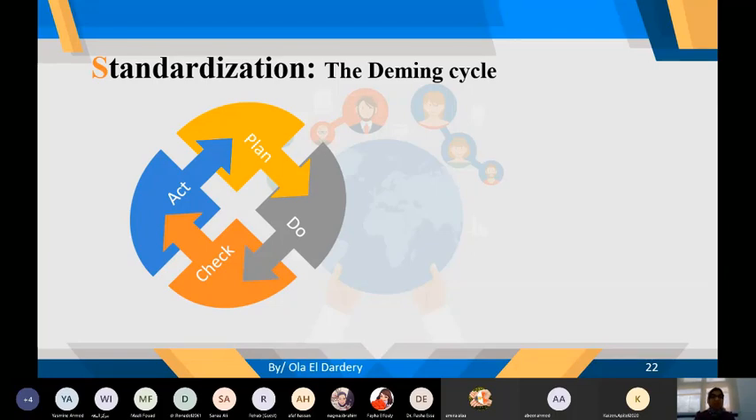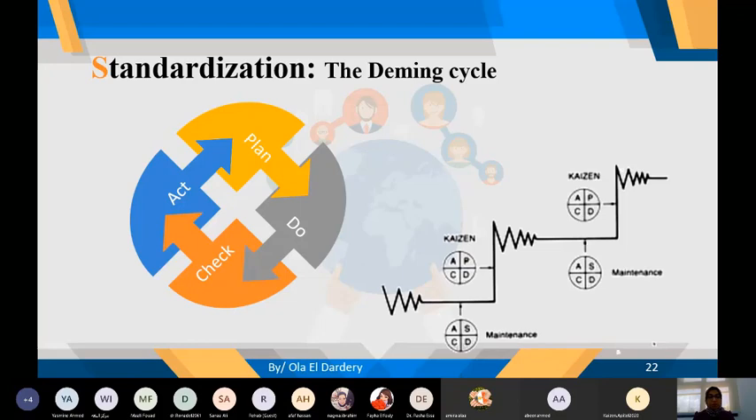All right, the last one is going to be act, where we actually implement this particular option that we chose, to be implemented effectively to solve the issue that we are having in the Kaizen project as a whole.